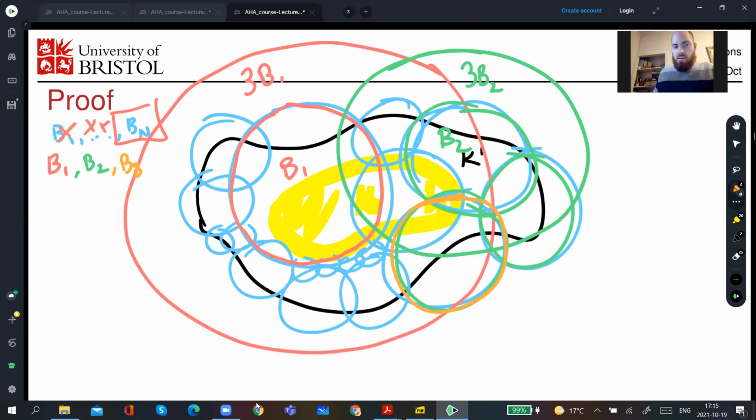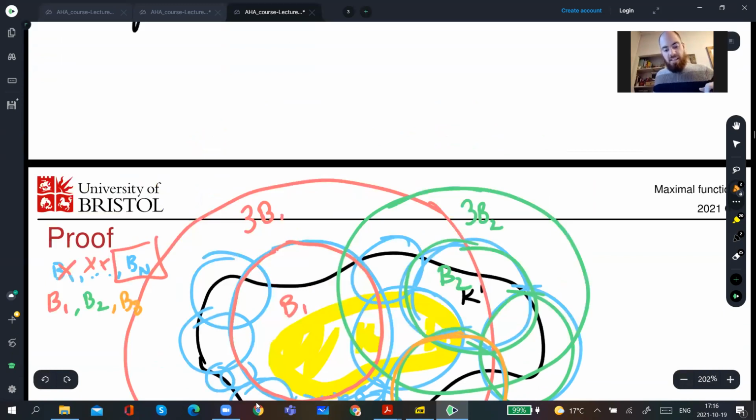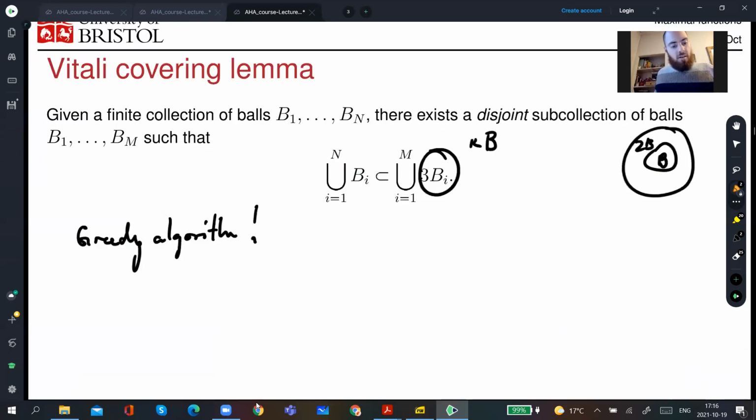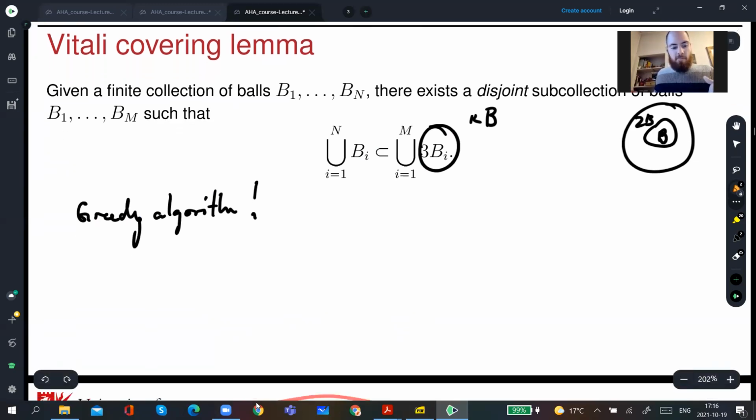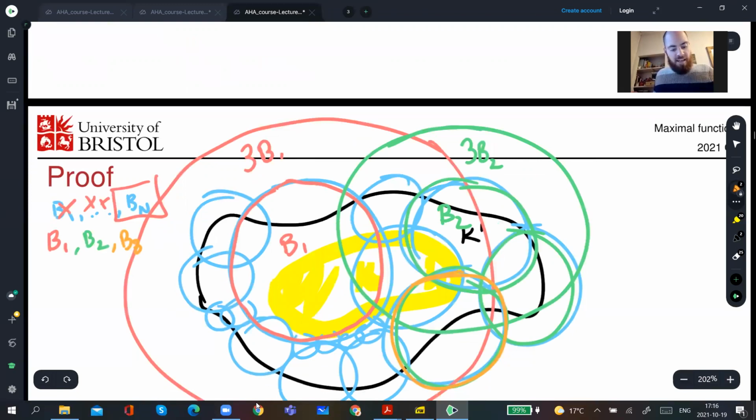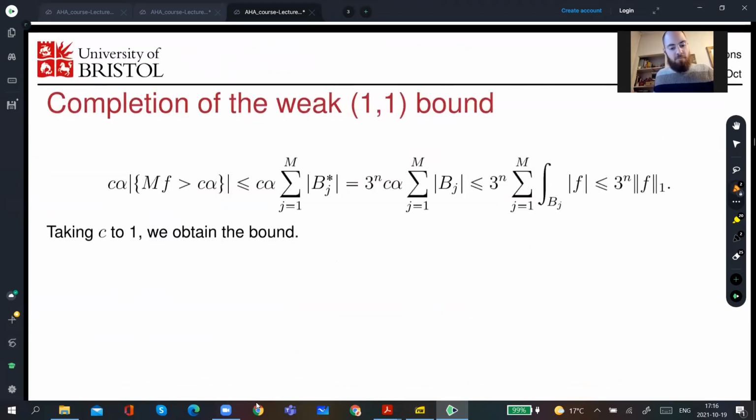This is clearly an algorithm that terminates because I only started with finitely many balls to begin with. So after n steps, it's dead, if they're all very far apart, if I started with n balls that are far apart from each other. And it possibly ends much sooner. But we also have this property that we get this containment because of the greediness of our algorithm. We threw out anything that was properly contained inside of it when we refined our collection. So that's pretty cool. Now, once we have that in hand, it's pretty easy to complete the proof of the weak 1 bound.